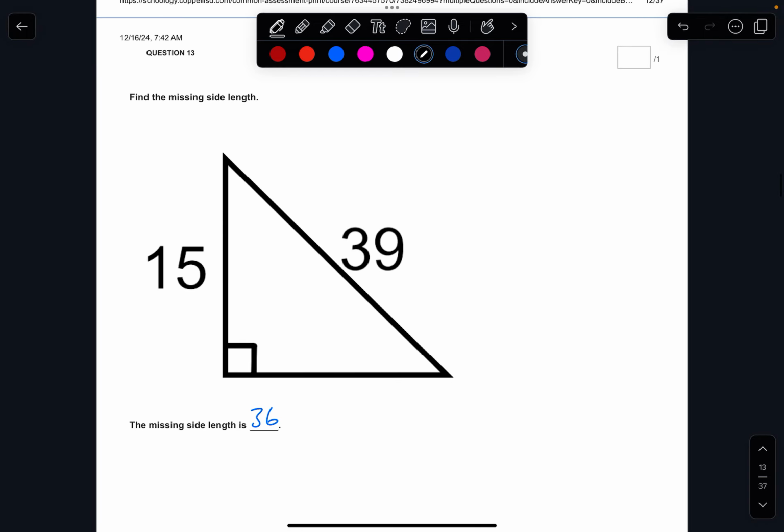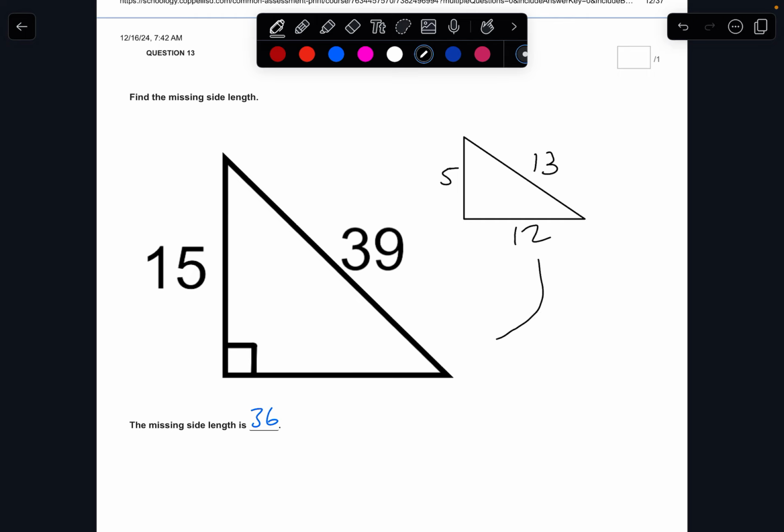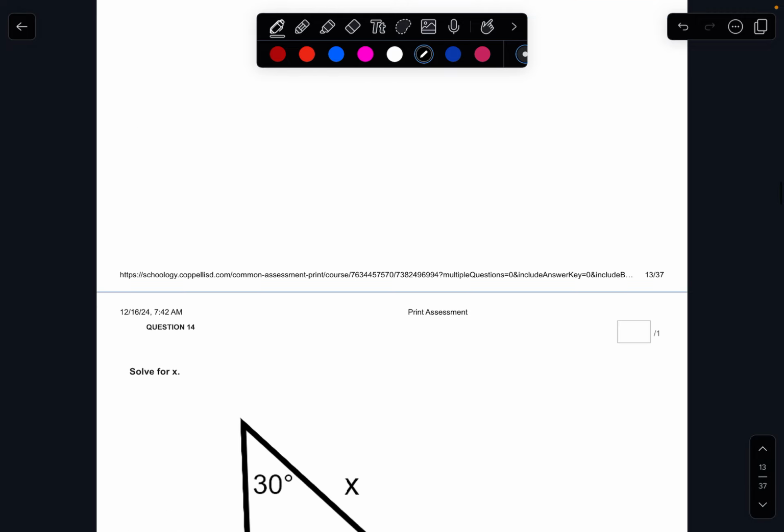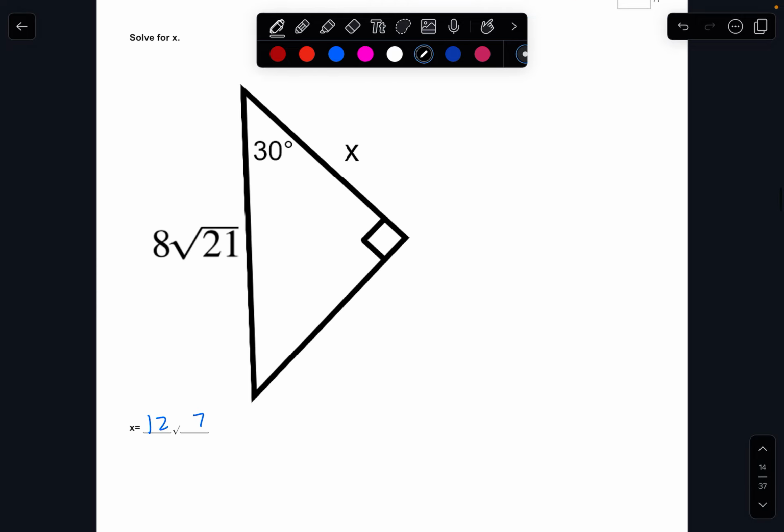Another Pythagorean theorem question. We reduce first. So what can we pull out? 15 divided by 3 would be 5. 39 divided by 3 would be 13. This is the same triple we just did, so this would have to be 12 times 3 would give you 36. 12 times 3 gets you 36. Boom. Got it.